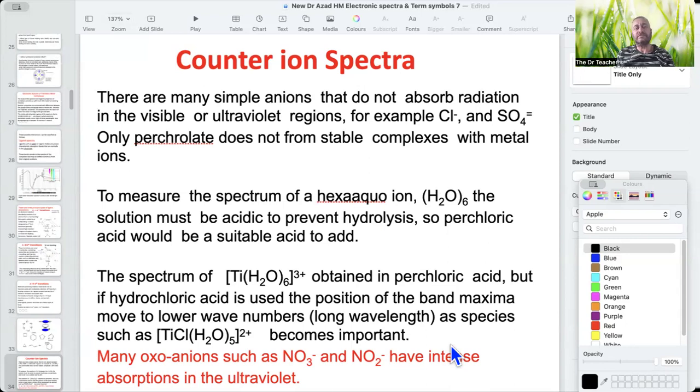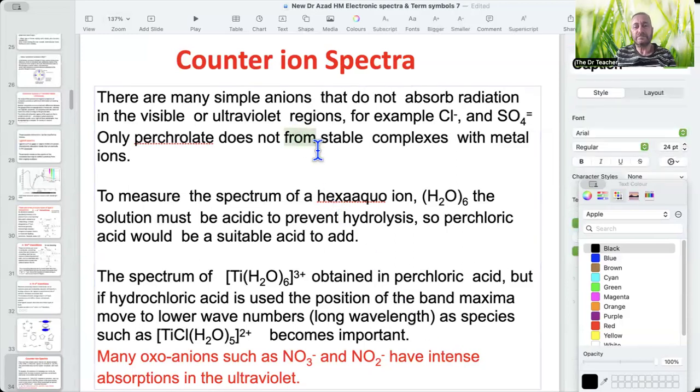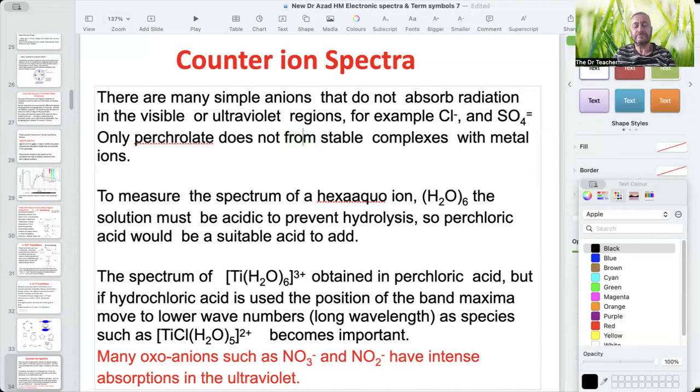Every part of the complex has spectra. Many simple anions do not absorb radiation in the visible or ultraviolet regions, like halogens, sulfate, and perchlorate. Only perchlorate does not form stable complexes with metal ions.